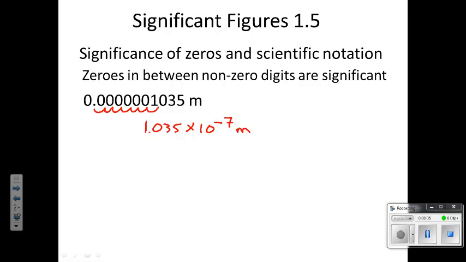So I moved the decimal place to the right 7 times, so the exponent goes down. And so I got rid of the non-significant figures out in front, but the 0 in between the 1 and the 3, I can't get rid of that, right? Because that's part of the number. So that one I leave in there, and that's a significant figure, and this one has 4 significant figures.